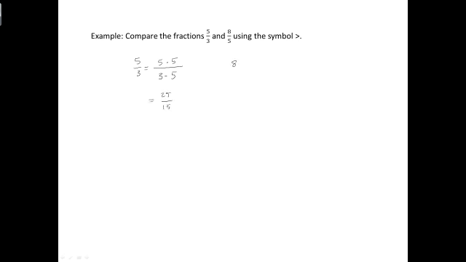25/15. For the fraction 8/5, 5 times what is 15? 5 times 3 is 15. So we get 24/15. Now that they have the same denominator, we can compare them directly. 25/15 compared with 24/15. 24/15, 25/15 will be immediately to the right of it. And all we need to do is make sure we match up our terms correctly. This one is 5/3, and this one is 8/5. We want to use the symbol greater than. Greater than means to the right of, so 5/3 is to the right of 8/5.